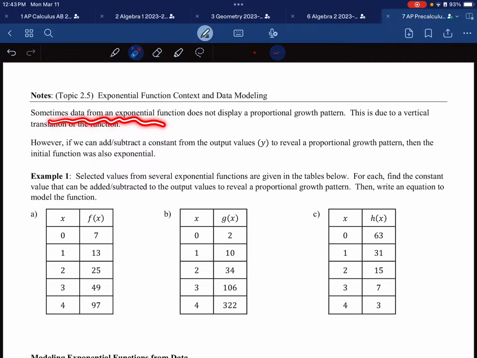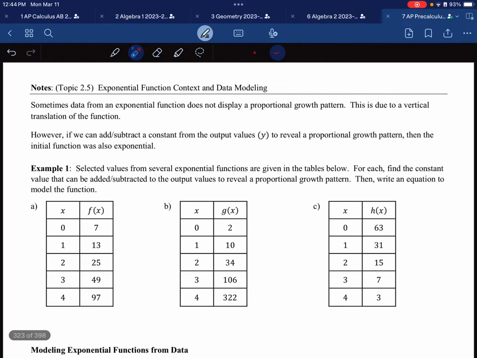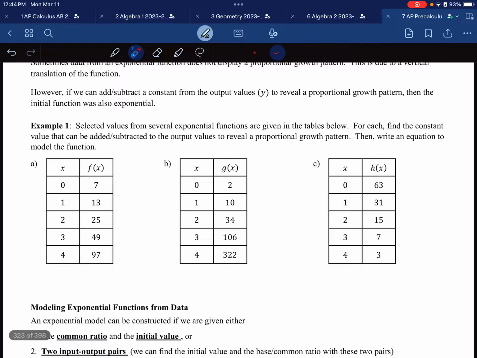Sometimes data from an exponential function does not display a proportional growth pattern. This is due to a vertical translation of the function. However, if we can add or subtract a constant from the output values to reveal a proportional growth pattern, then the initial function was also exponential. So, in the following problems, we have some table values and we need to figure out an equation, and we need to add or subtract values.